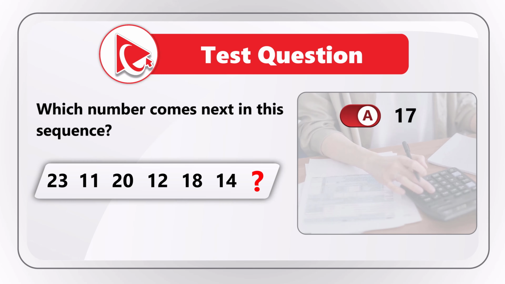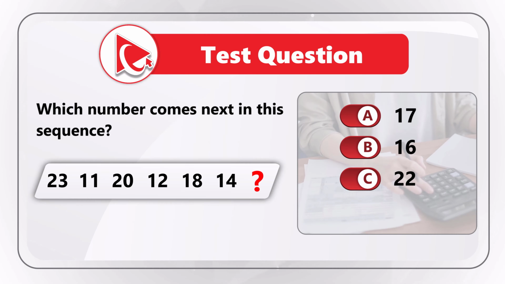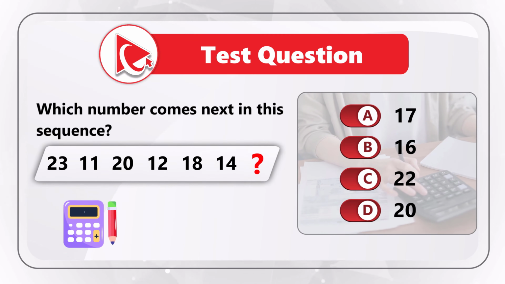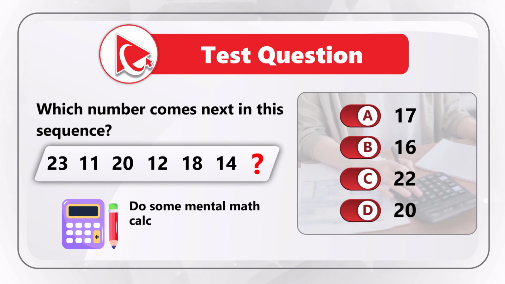Choice A, 17. Choice B, 16. Choice C, 22. And last but not least, choice D, 20. Take a close look, maybe do mental math calculations to see if you can come up with the answer.